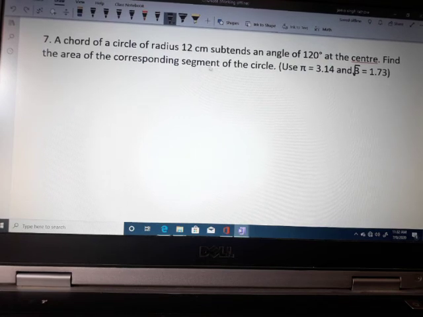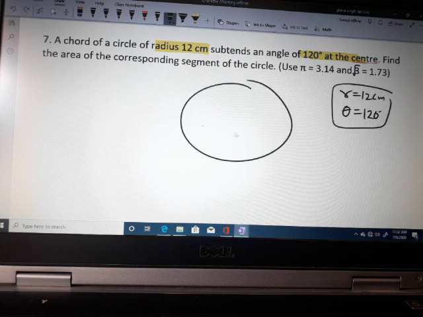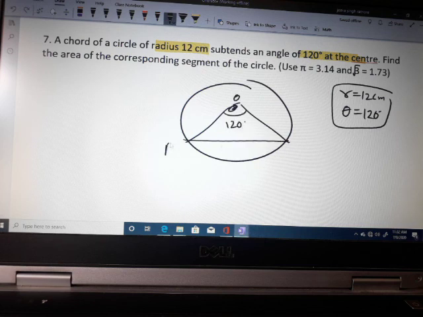Question 7 was a similar type. This question was also a similar type. Radius is this one and the angle subtended is theta. Given radius equal to 12 centimeter and subtended angle theta equal to 120 degree at the center. This angle subtended at the center is 120 degree and that line segment is AB. You have to find the area of the corresponding segment.